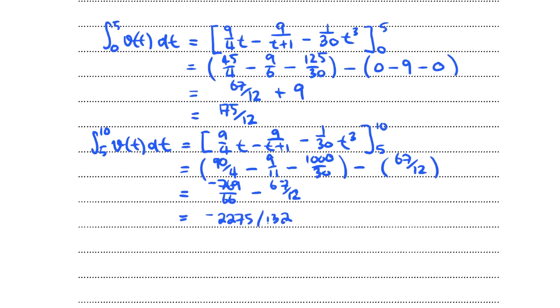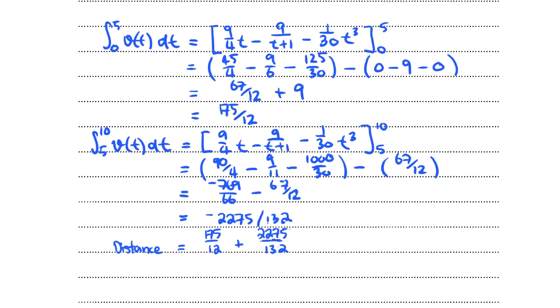That negative area shouldn't worry us because we were expecting that one area would be above the axis and one would be below. And we want to add the two absolute values of the area together to get the distance. So for us, the distance is equal to the first area, 175 over 12, but not minus, we're going to plus 2,275 over 132.